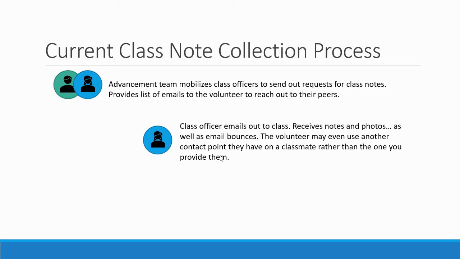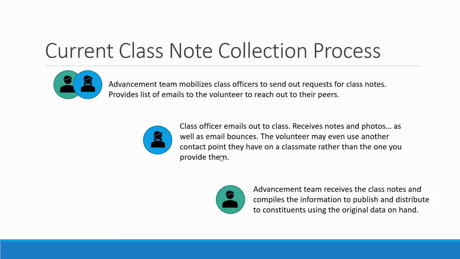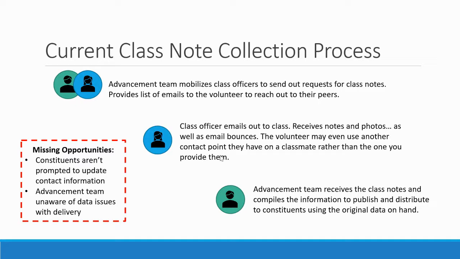What they also probably are doing, whether you know it or not, is receiving some email bounce rates, or they might be using some contact data that you weren't aware of simply because a class officer has a personal relationship with the user and you don't know that your data is out of date. You then would receive the class notes and compile it and publish and distribute it to constituents, all still just using the original data on hand. But what you're missing is a touch point with your constituents where they could update you with more up-to-date contact information. And you're also unaware of any of the data issues of your delivery.